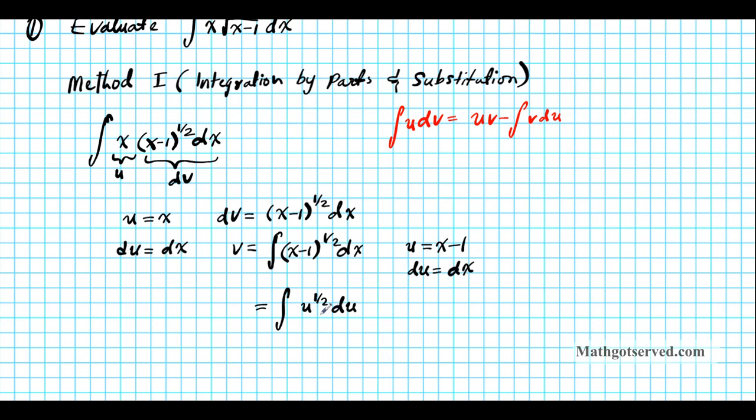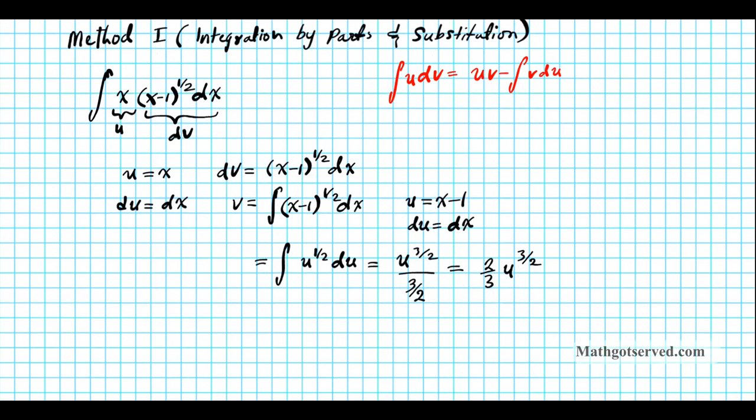So what's the antiderivative of u to the 1/2? You use the power rule. So you're going to have u to the 1/2 plus 1. 1/2 plus 1 is 1/2 plus 2 over 2, which is 3 over 2. And then you put the same thing on the denominator, 3 over 2, as the power. And now we're going to multiply the numerator by the reciprocal of the denominator. So we have 2/3 u to the 3 over 2.